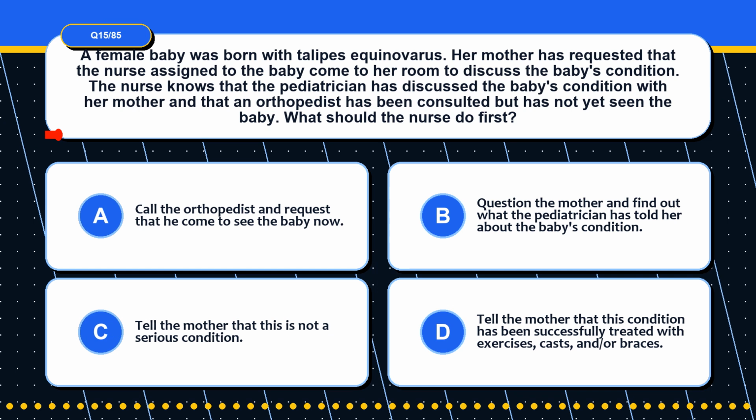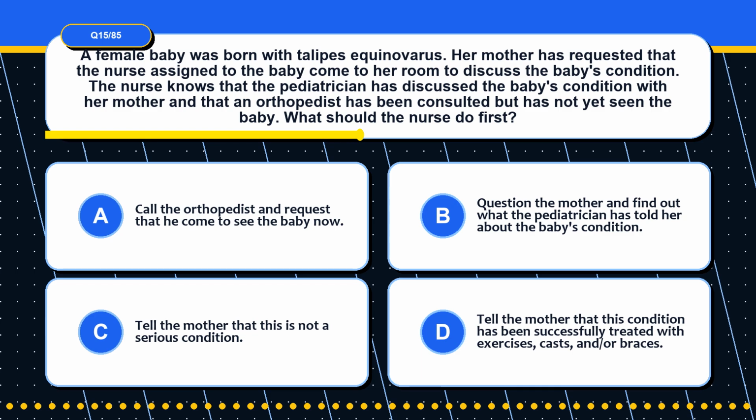Question 15. A female baby was born with talipes equinovarus. Her mother has requested that the nurse assigned to the baby come to her room to discuss the baby's condition. The nurse knows that the pediatrician has discussed the baby's condition with her mother and that an orthopedist has been consulted but has not yet seen the baby. What should the nurse do first?